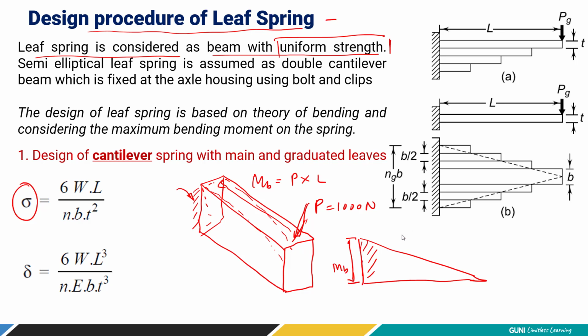But what about the stress? Here, strength means a uniform induction, or you can say generation, of bending stress. It has to be the same across all the sections. That is referred to as uniform strength, right?